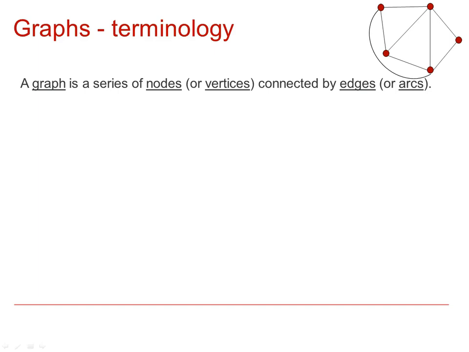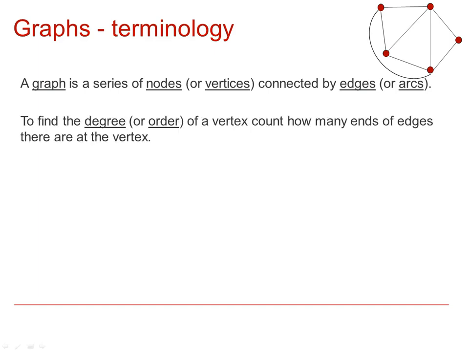The degree of a vertex is how many edges come into the vertex. So in the diagram above, we can see that the vertex at the top here has got 3 edges coming in, so we could talk about that vertex as having order 3.